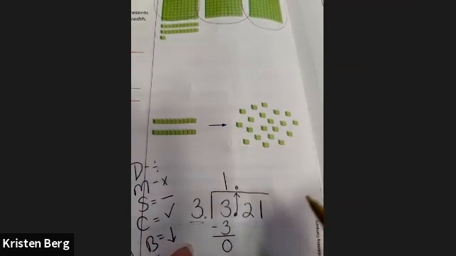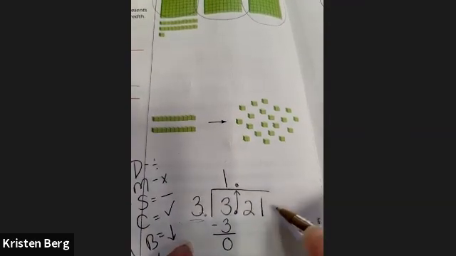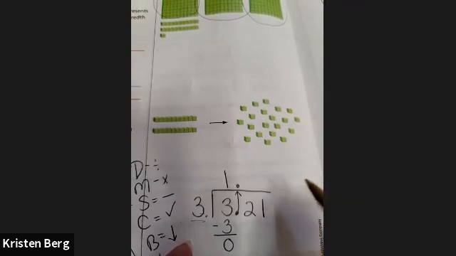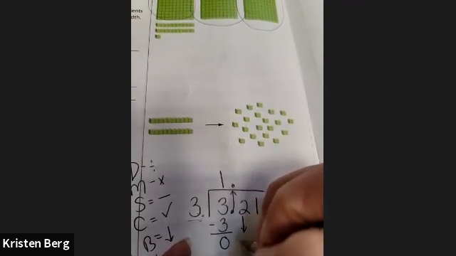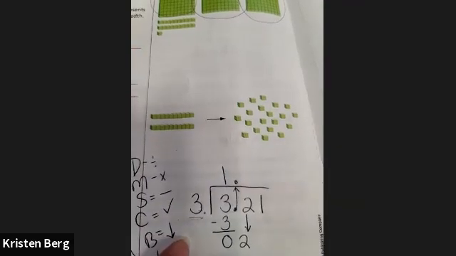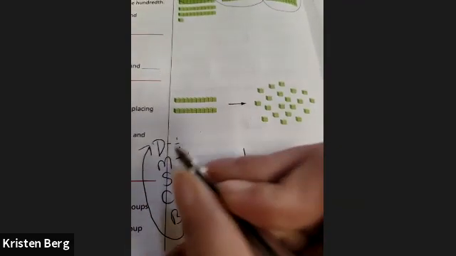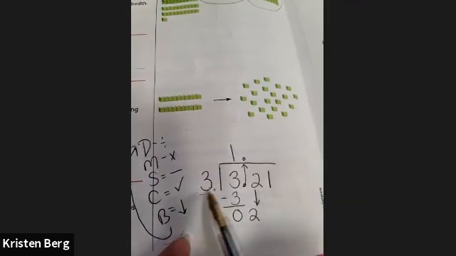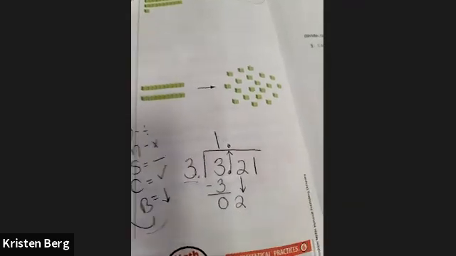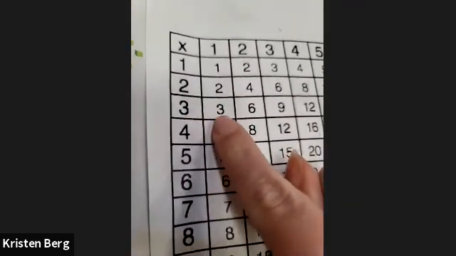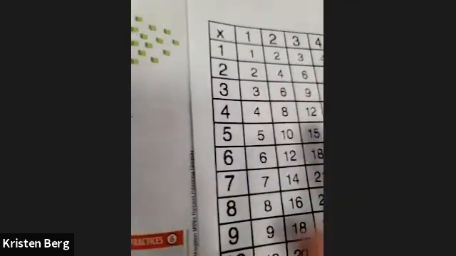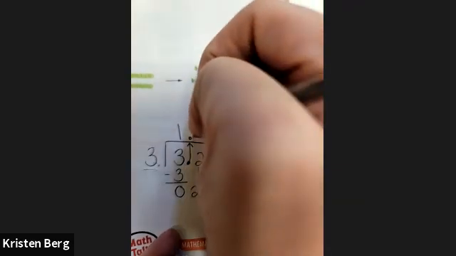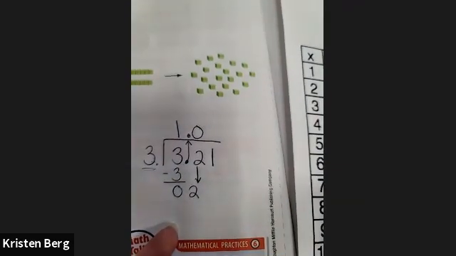Is there something to bring down? Yes, there is a 2 and a 1. However, I can only bring down 1 at a time. So in this case, my next number is a 2, so I'm going to bring that down. When I bring down a number, I start back up at the top. Now going by 3s, can I get to a 2? So going by 3s, will I ever make it to 2? No, I will not. It can't happen. It's too small. So therefore, in this case, it would be 0.